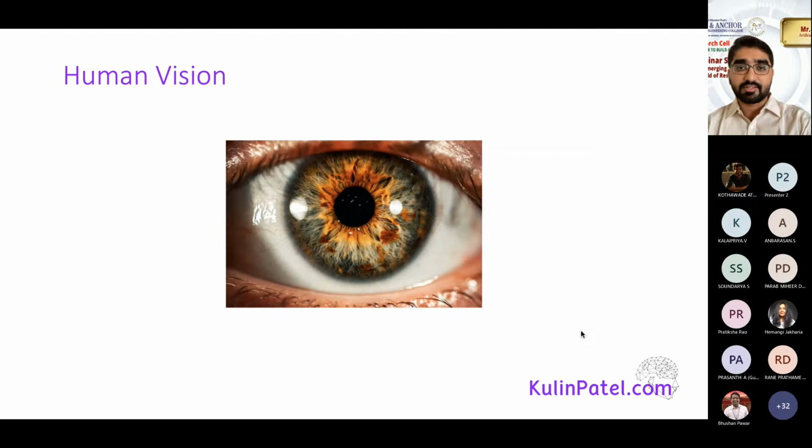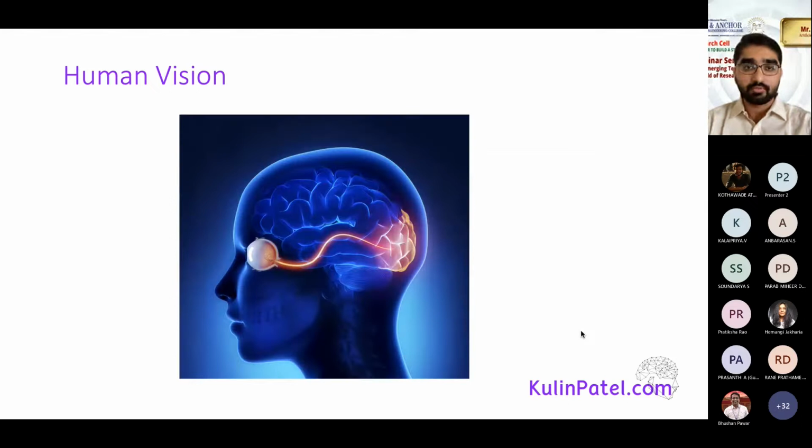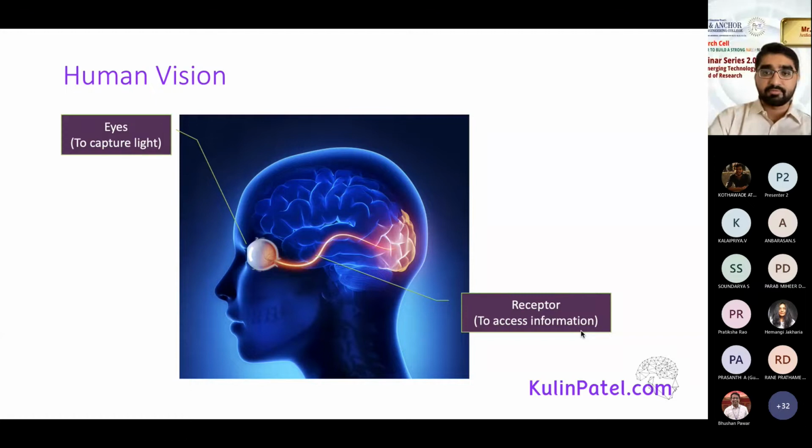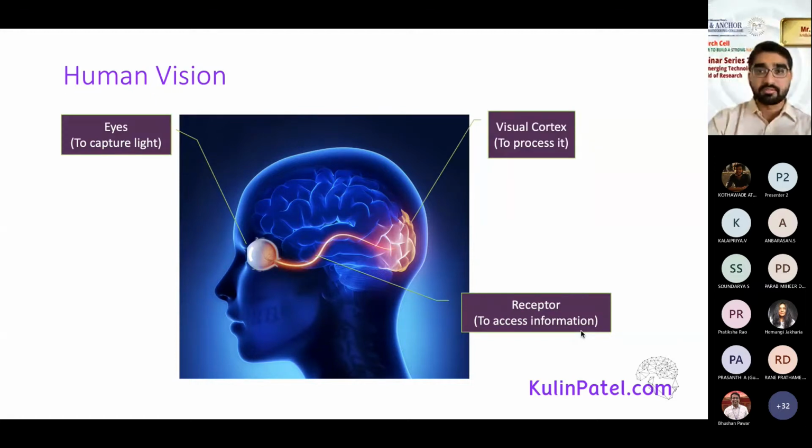So this is what we will mimic in computer vision. We have the eye that captures the light, and then it transmits with the help of receptors to the back of the mind, where there is a part called the visual cortex that processes these images. So if we mimic this, how can we do it?